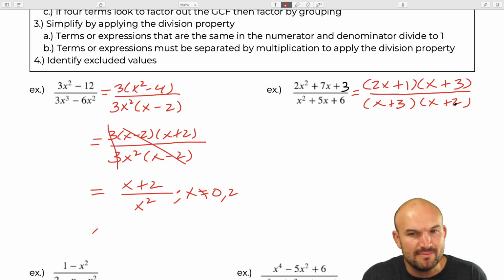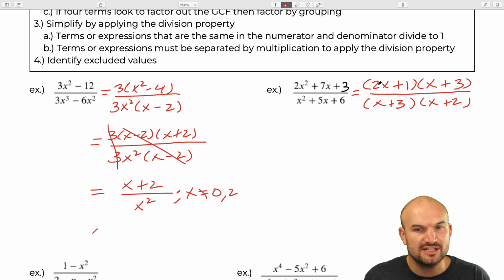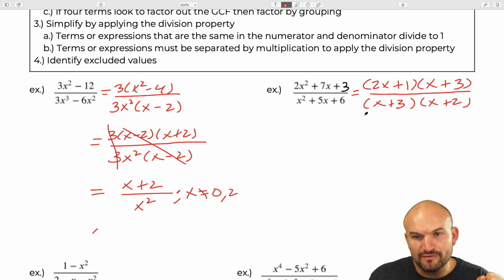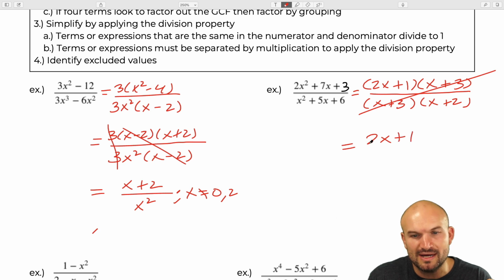Here, the order doesn't matter. But in the numerator, the order does matter, because the 2x needs to multiply by 3 to give me 6x, and then adding this 1x will give me 7x. Hopefully from here you can see that the x plus 3's are going to divide out, leaving me with an expression of 2x plus 1 divided by x plus 2.